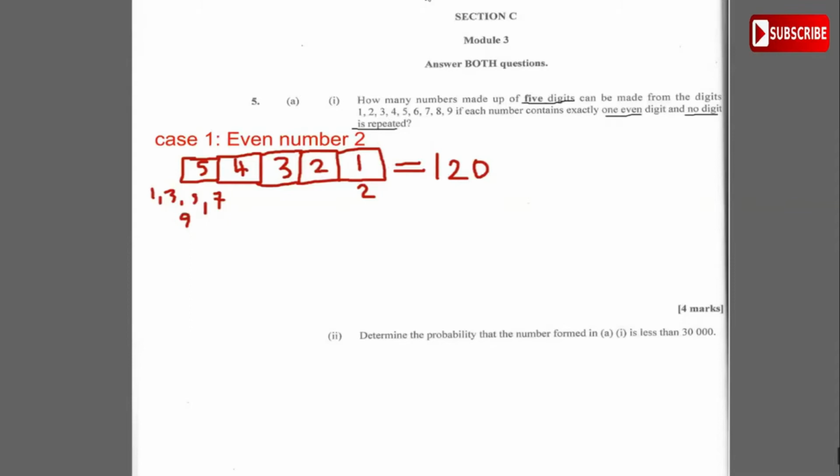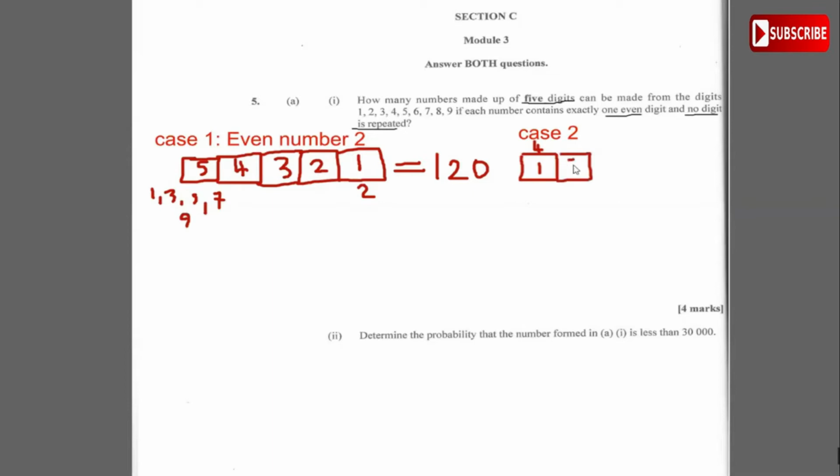Case 2 is when we choose a different even number. Let's say we choose number 4. Case 2, we choose the even number 4. Since we choose the even number 4, 4 is the only even number that will be there. So that one is put on already. Since you choose 4, you can't use 2, you can't use 6, you can't use 8. So you're left with either 1, 3, 5, 7, and 9 to choose from.